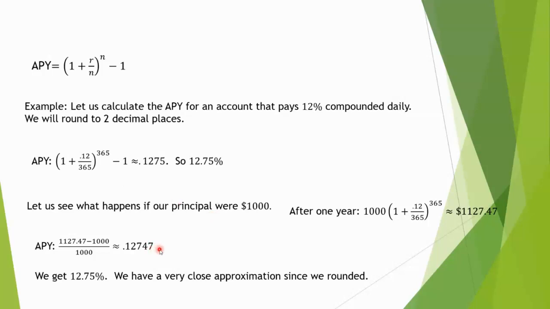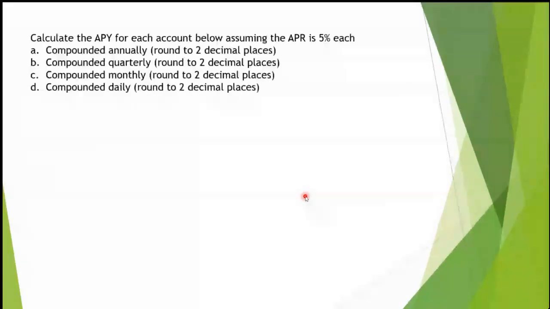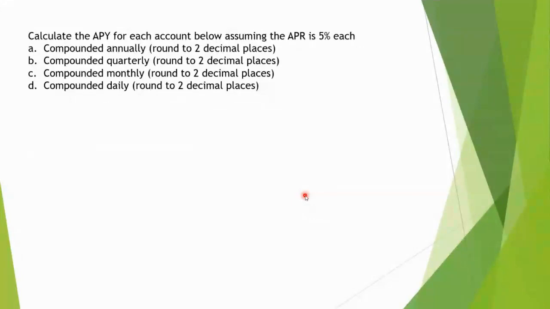Okay, let's do some others. Here we go. This is another example that I want everyone to try out. Now you're going to calculate the APY for each of these accounts, which was basically from before. Again, it's only for a year, and I put the APR here from before. I want everyone to calculate these right now. Take about 3 or 4 minutes.